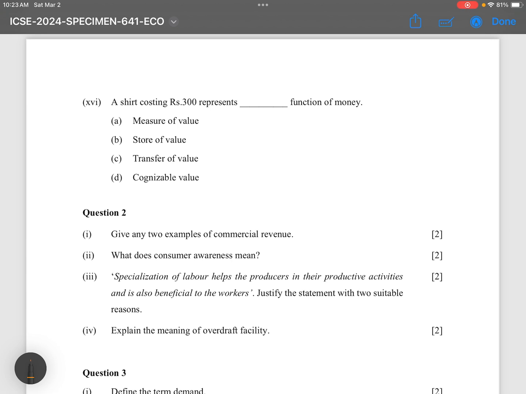So when we are talking about a shirt costing rupees 300, it means we are able to measure the value of that shirt. Isn't it so? Your first option is the answer for 16th question.